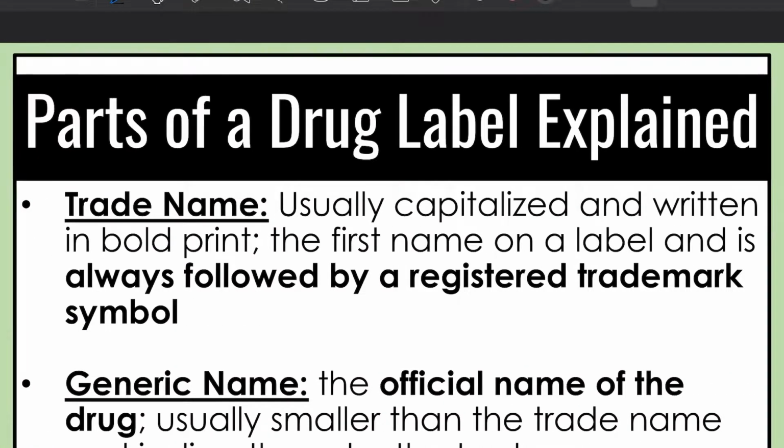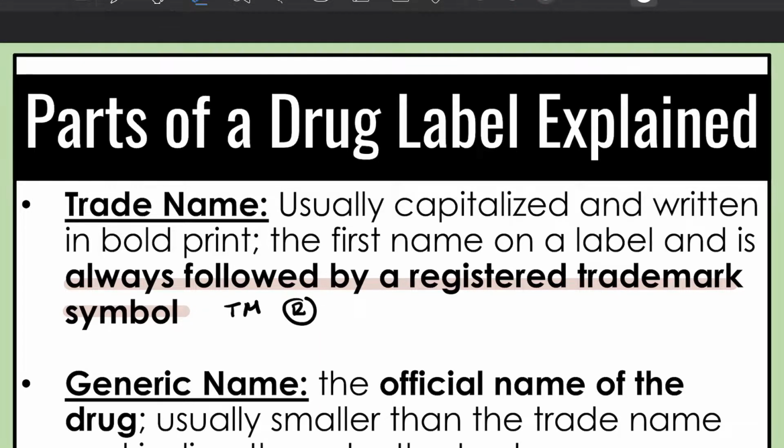So looking at these a little bit more, trade name. Remember in class we said that this is usually capitalized and written in bold print. Not always going to be, but it usually is. It's usually going to be the first name that you're going to find on your label, and it's always followed by a registered trademark symbol. Now, some of them may just have a trademark symbol, which is a little TM, instead of the registered trademark, which is the R in the circle. As long as it has either one of those, then that is your trade name. And remember, your trade names are going to vary depending on who the manufacturer of the medicine is.